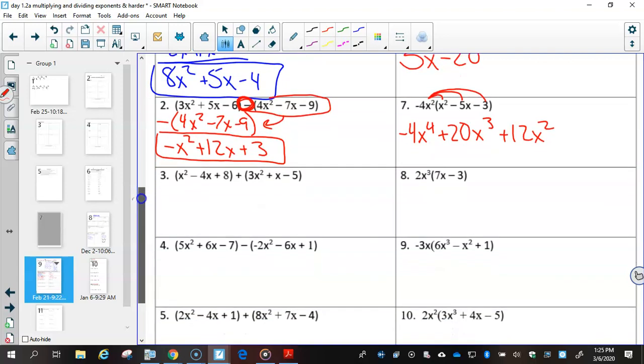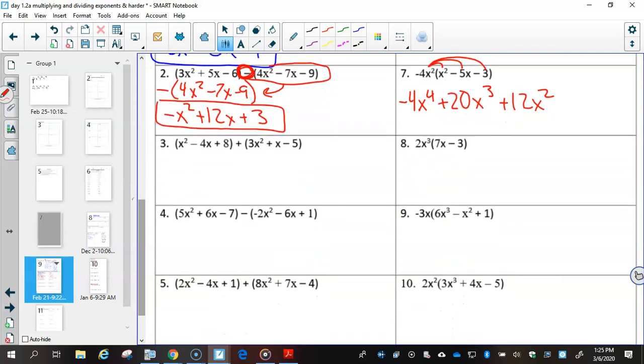Let's do another one of these. For 9. Same thing. What is negative 3x times 6x to the third? Negative 18. Negative 18x to the 4th power. x to what power, Jay? The 4th.